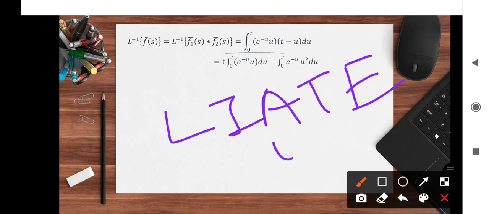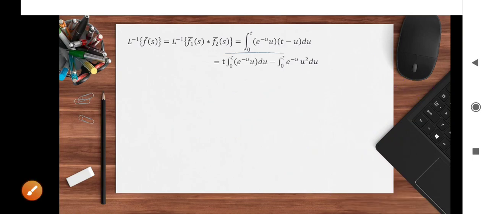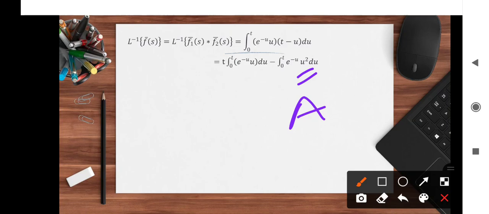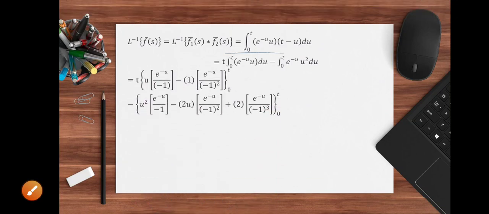So in the first term, we have the algebraic term u and the exponential term e raised to minus u. So this will be your u function and this will be your v function to apply integration by parts rule in generalized form. In the second term, we have u square as the algebraic term and e raised to minus u as the exponential term. So this is your u function and this is your v function as per the LIATE rule. Now by applying the generalized rule of integration by parts, we get this step.